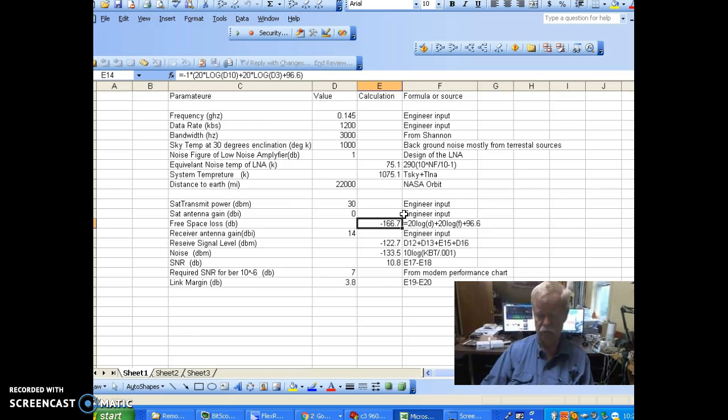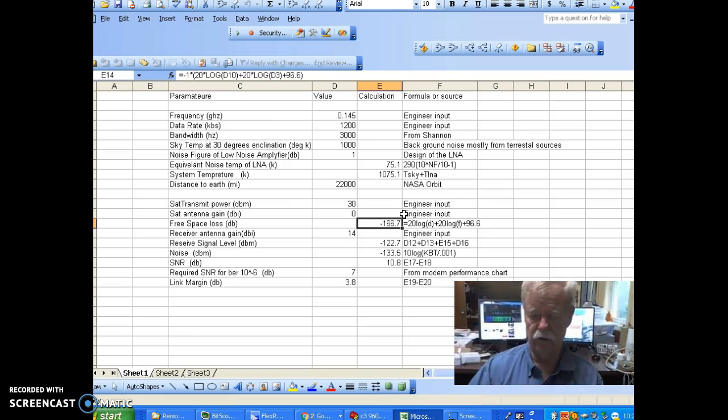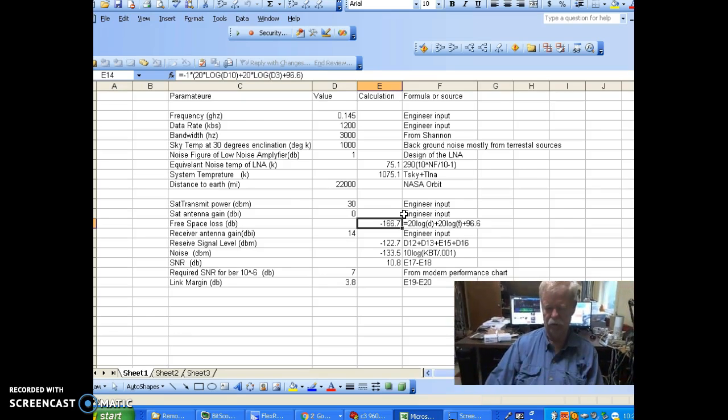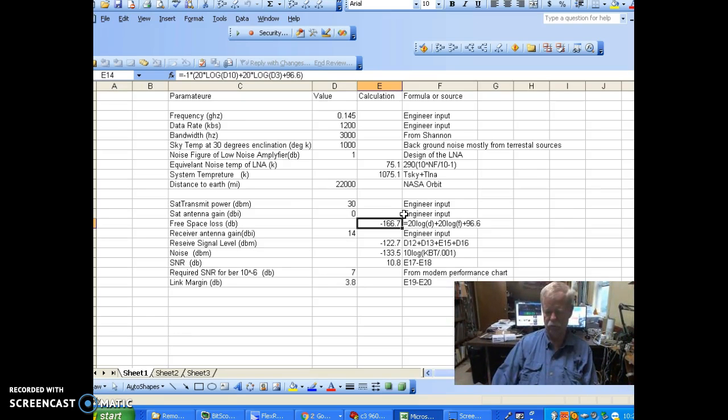If you start out with 1 watt on your satellite, by the time you get to the ground, you've got a fraction of a milliwatt. So we need to do some things about that.